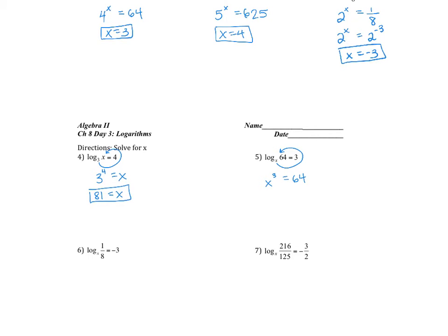You might be able to figure this out in your head, but again, if you can't, remember that when you have something that's cubed, you use the inverse, which is the cube root. So if we take the cube root of both sides, cube and cube root are inverses, so they end up canceling, so we end up getting x equals 4. All right, let's take a look at number 6.